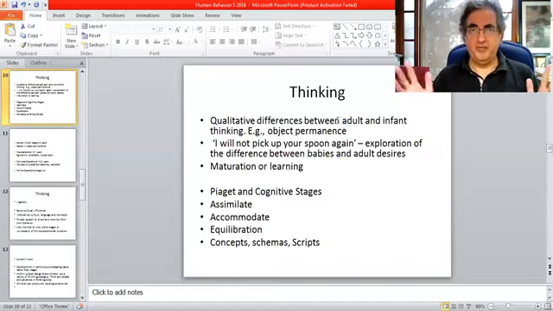But for about 40 years, Piaget's theory was the key theory, and it still in many ways describes broad patterns in children's thinking, and it's very influential in things like school curriculums and so on and so forth.